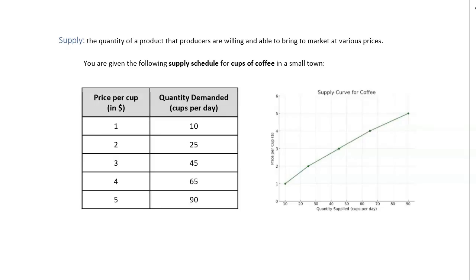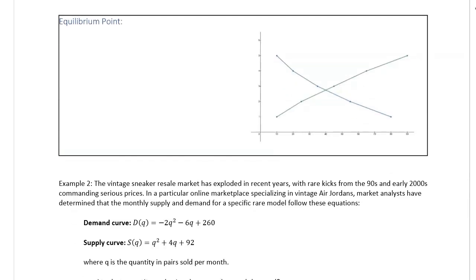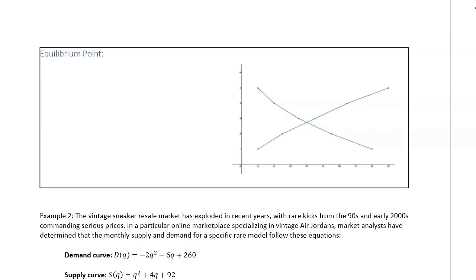And as you see, at $5 a cup, the quantity supplied is going to be 90. We're going to produce more because we can sell it at this higher cost. So if I want to sell it at a higher price, I'll produce and sell more. Now, what they do in economics is they put both of these curves on the same axes. So let's go ahead and label these.